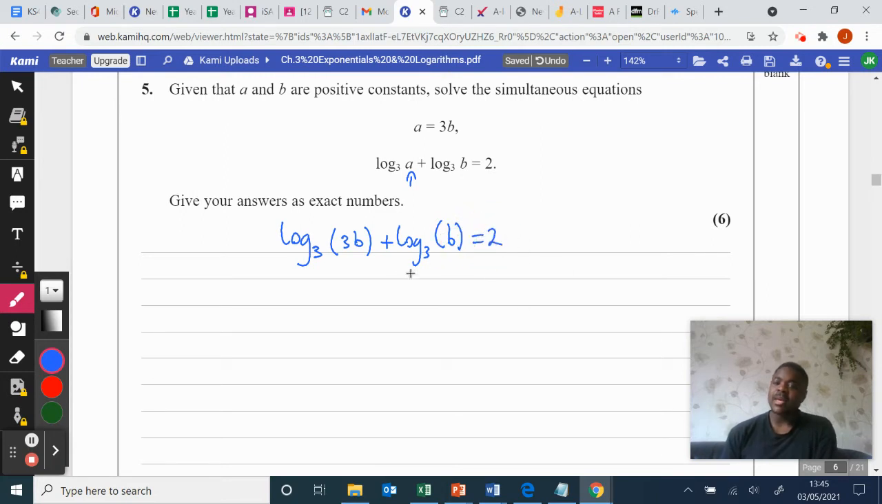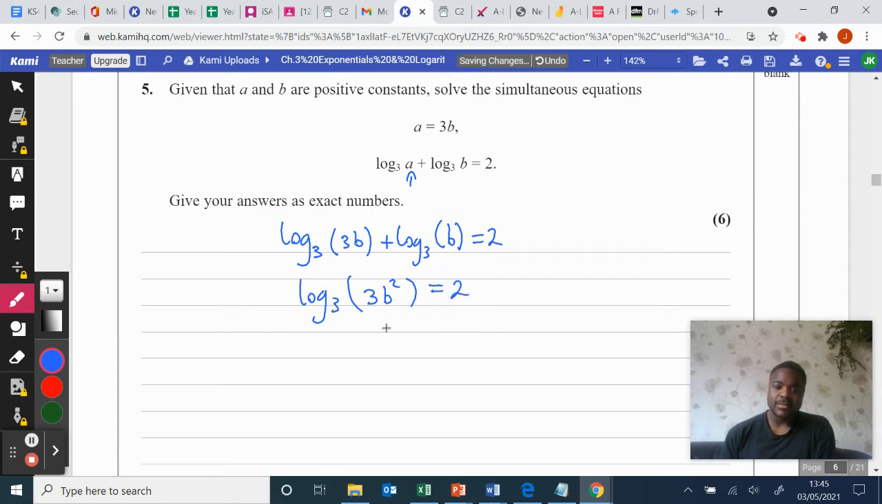Now, from here, there are many ways in which I can go about doing this, but what I'm going to do is just combine the logs. It requires the least amount of thinking. So, log to the base 3 of 3b multiplied by b, so that gives us 3b squared. Using our addition law, 3b times b is 3b squared, is equal to 2.